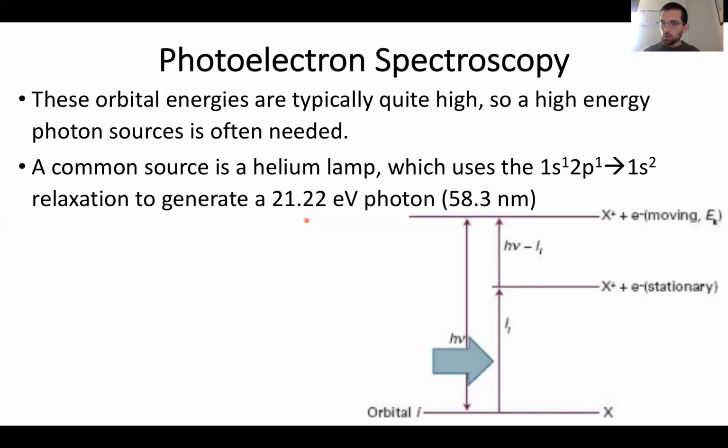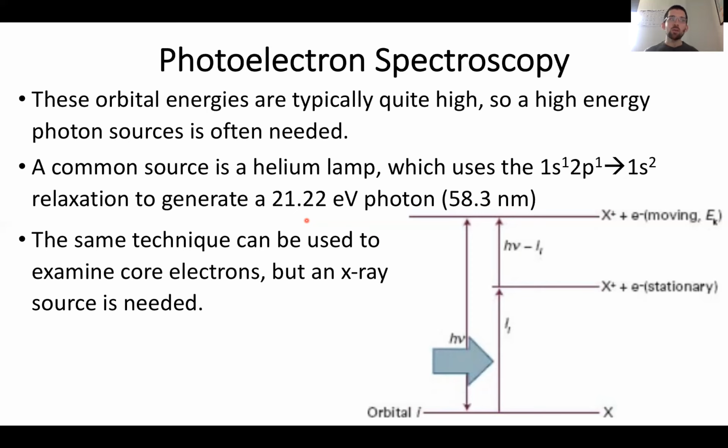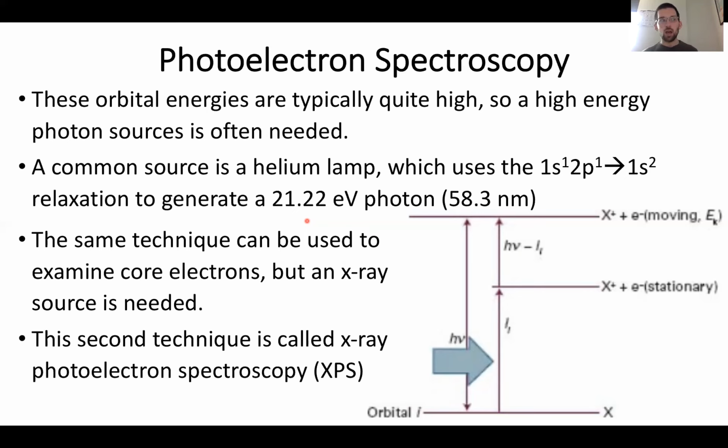But it is worth noting that occasionally what I care about is electrons that are a little bit more tightly bound. So if I care about core electrons, not that valence shell, then I'm going to want to use an X-ray source. And one of the reasons I wanted to bring this up is because it gives us a very unique spectroscopic technique called XPS, X-ray photoelectron spectroscopy.